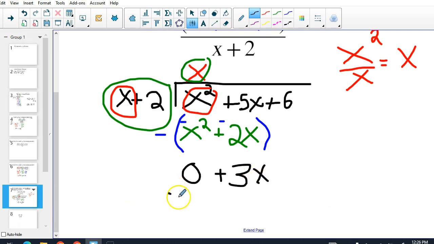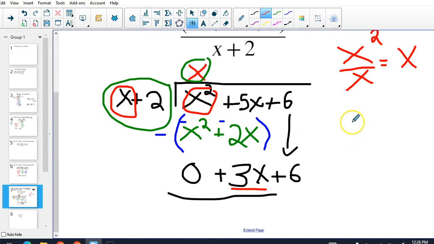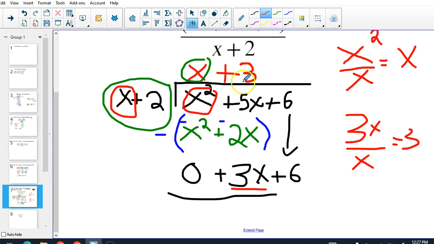And just like in long division from when you were younger, we bring down the next number, which is plus 6. Okay? And we repeat the same process. So we will look at red again, 3x divided by our x. So 3x divided by x is equal to 3. So we have a positive 3, so plus 3.